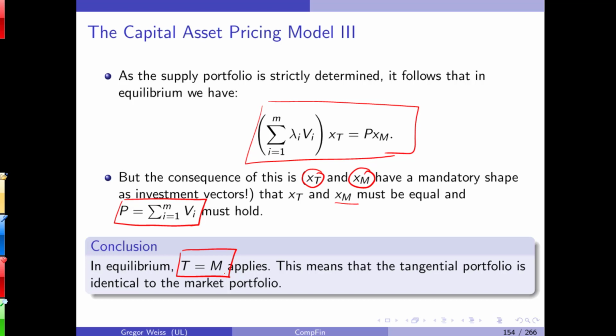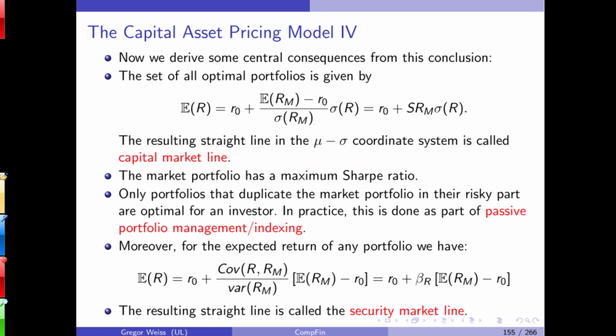And this is why in most textbooks, as a one-factor model, you will always start with the capital asset pricing model and the market portfolio or market index as the sole factor driving the cross-section of stock returns. So the tangent portfolio is identical to the market portfolio, and from this very basic finding you can derive some central consequences. First of all, the set of all optimal portfolios is given by this equation here.